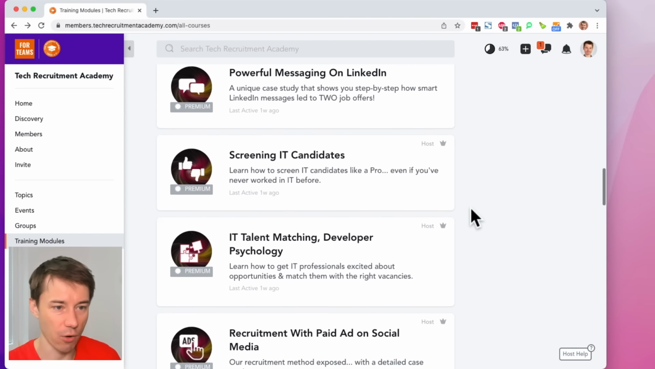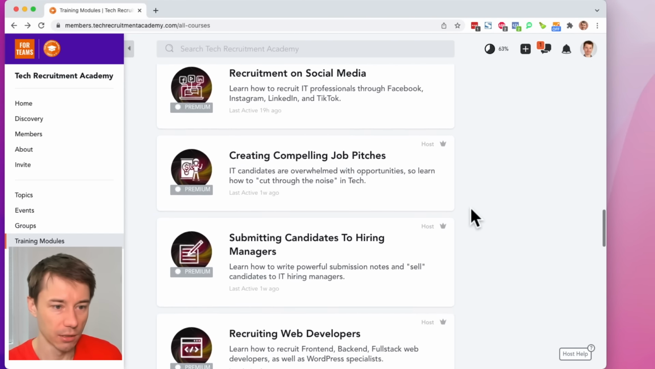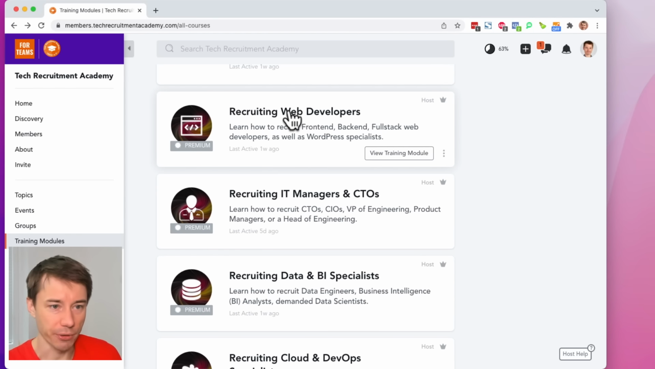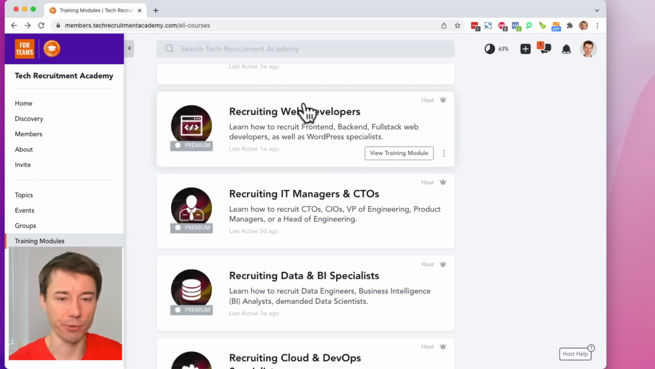For example, now I'm just looking at recruiting web developers. Okay, so this is the one I mentioned. So if you have any client who is looking for web developers, then you will find this one useful, because at first you will learn the essential IT terminology, and then you will learn how to analyze particular job requirements, and then how to find web developers on LinkedIn or GitHub, and then how to screen them with screening questions.